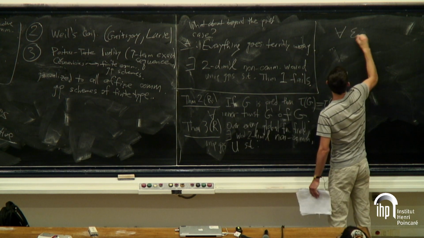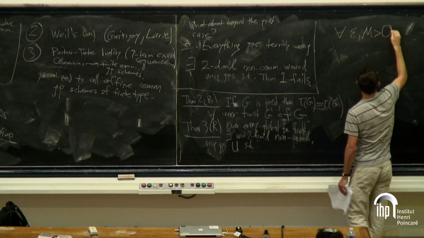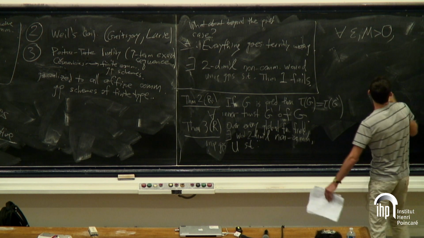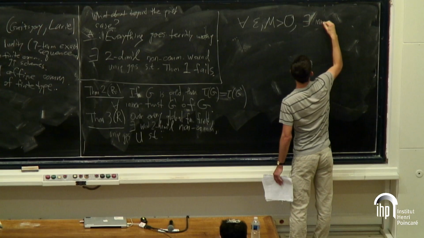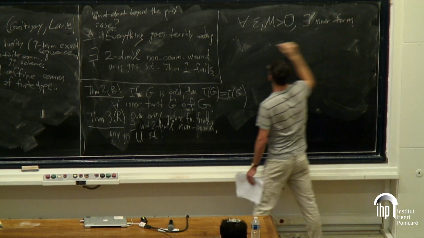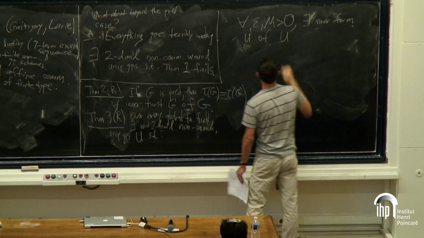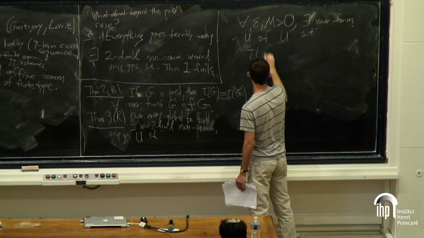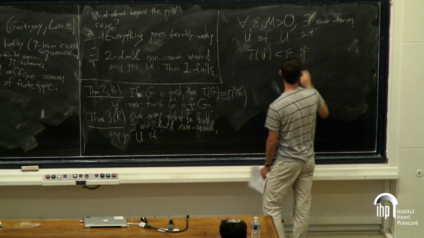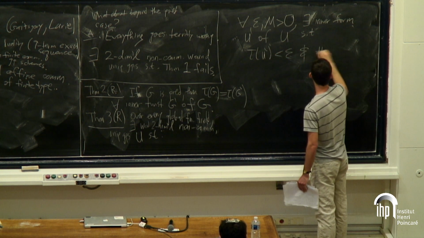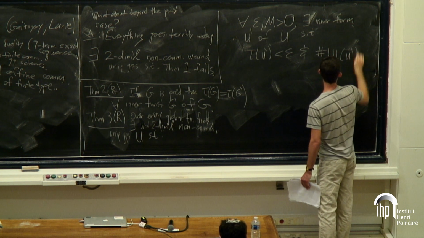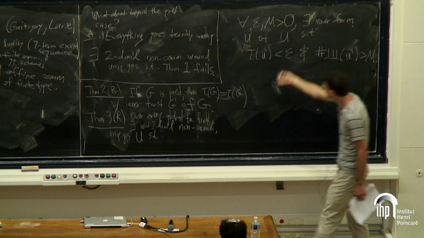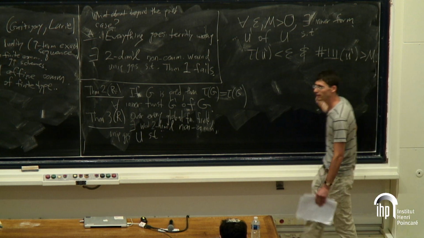For any epsilon and M greater than 0, so you should think of epsilon as being tiny and M as being really big, there exists an inner form U' of U such that the Tamagawa number of U' is less than epsilon, and simultaneously the size of the Tate-Shafarevich set of U' is bigger than M. Okay, so this gets really tiny and this gets really big. So it's certainly not invariant under inner twisting.